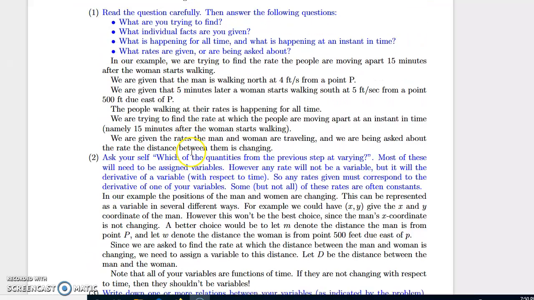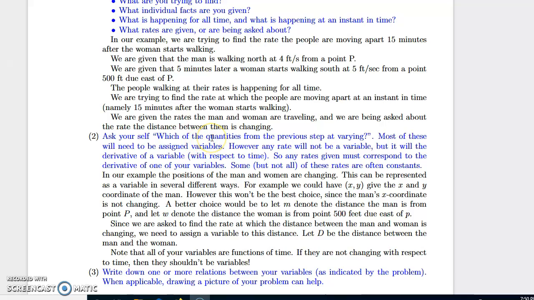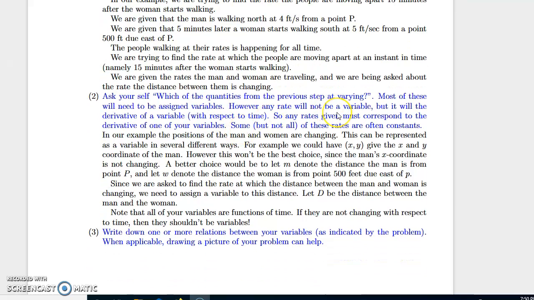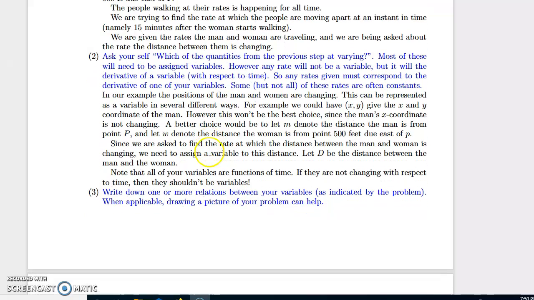So for our problem, what is varying is the position of the man and the position of the woman. And you can represent the position of the man as a variable in several different ways. For example, you could think of the man as walking in the plane and then have x and y give the x and y coordinate of the man. However, this isn't going to be the best choice since the man's x-coordinate is not changing. So instead, we're going to assign the variable m to denote the distance the man is from the point P, just at some arbitrary moment in time.